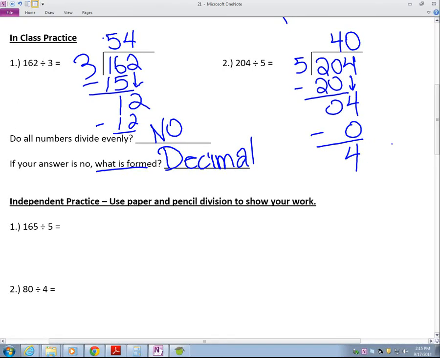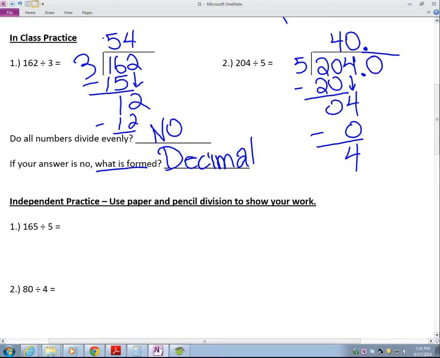I'm going to do it twice on this so you can see what happens. Here's what happens. You are going to create a decimal in both the quotient and also the dividend. So I created a dot there, a dot there.